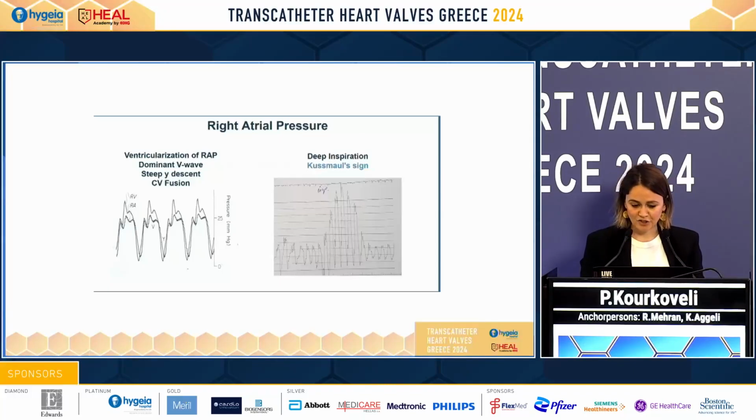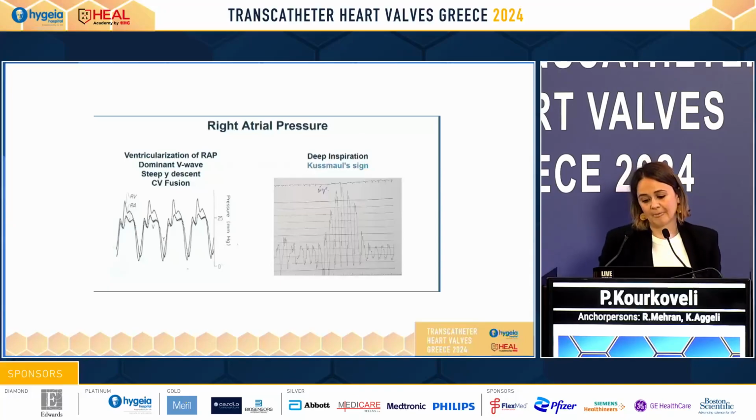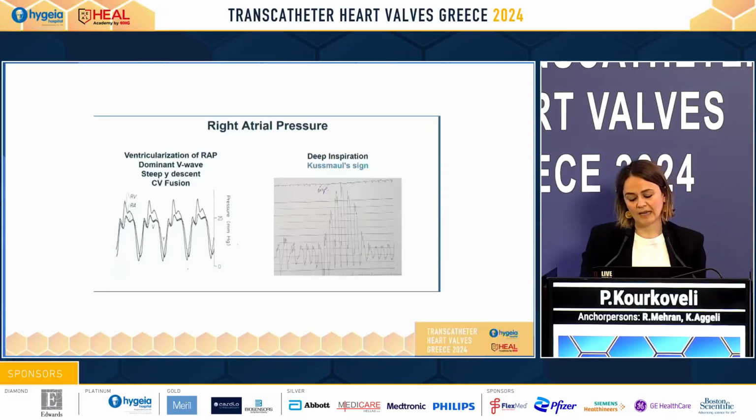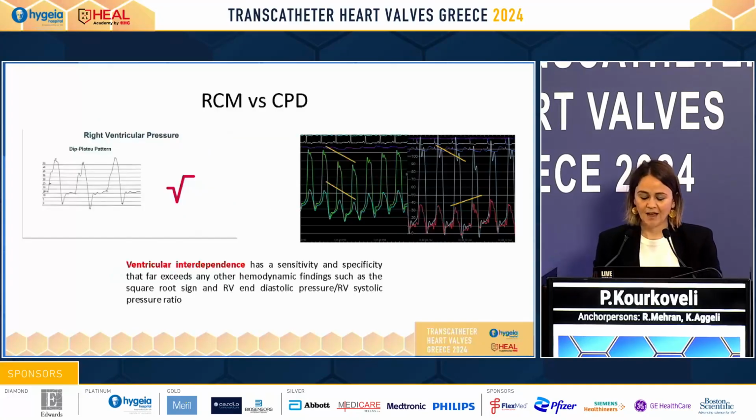And here I need to mention that the height of the V wave does not correlate with the severity of tricuspid regurgitation, which is a common belief. So in the next picture, we show what we all know as Kussmaul's sign. And what's that? It's the increase of the right atrial pressure during deep inspiration, and it's indicative of impaired RV compliance.